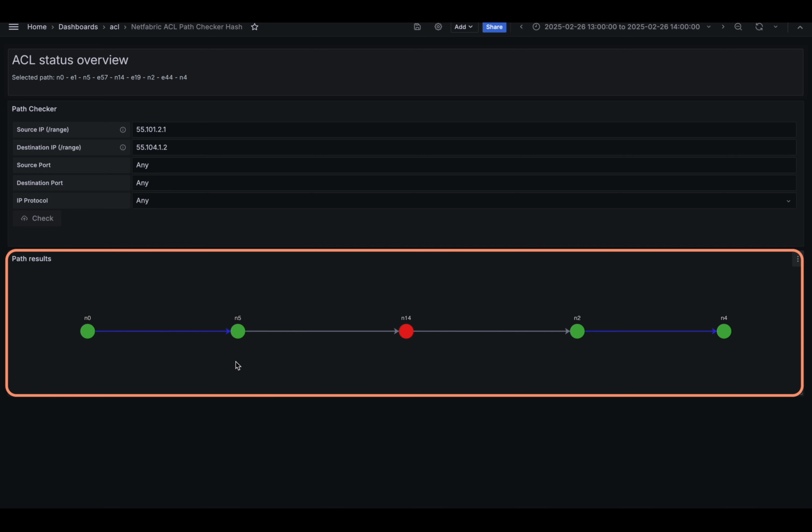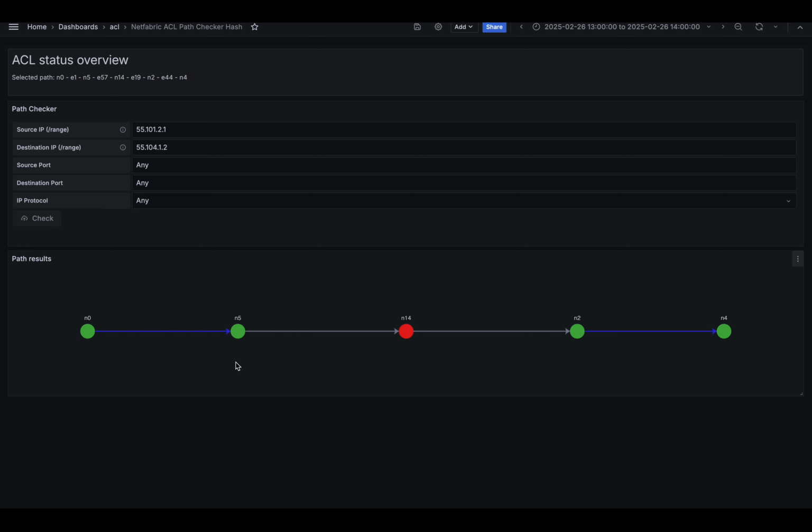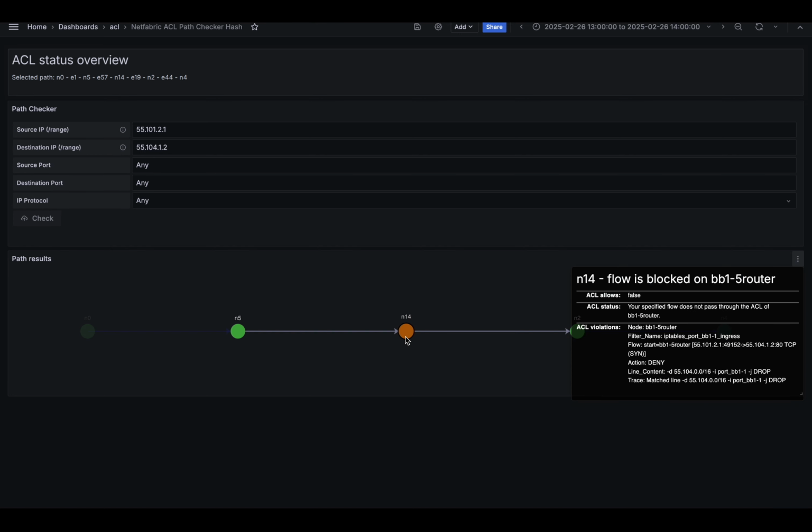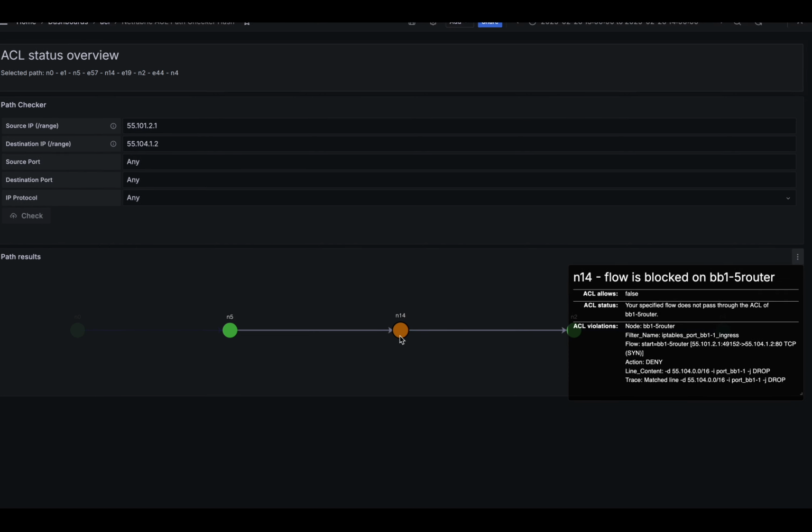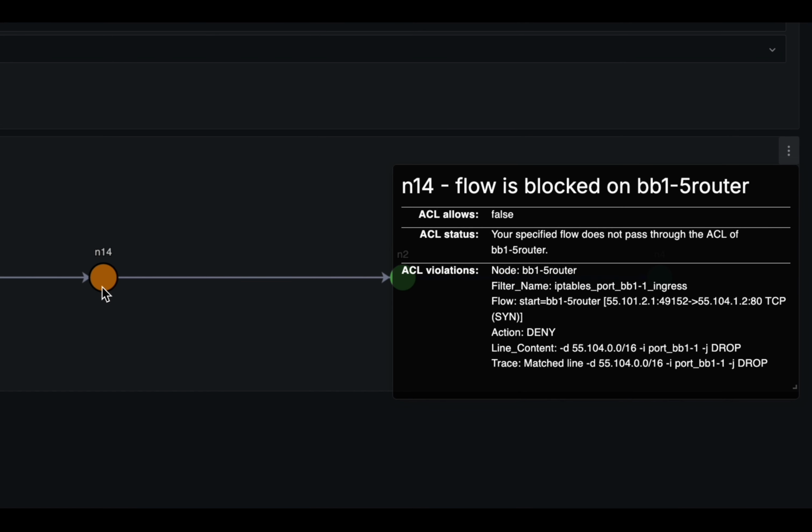Moving to the results section, we see our path with the devices as nodes in two colors, red and green, red indicating that an issue was found. Inspecting node 14, we find more details about the reason for the given status. The flow was blocked by the ACL with the name IP tables port BB1-1 ingress. Furthermore, we are also presented with the exact line that was matched.